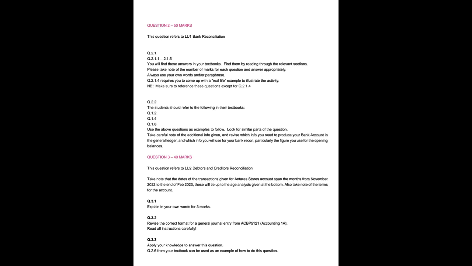Here. The number of marks for each question and answer appropriately. So if there's 6 marks or 4 marks or 2 marks, make sure you are giving the correct amount of facts for that number of marks. Okay.